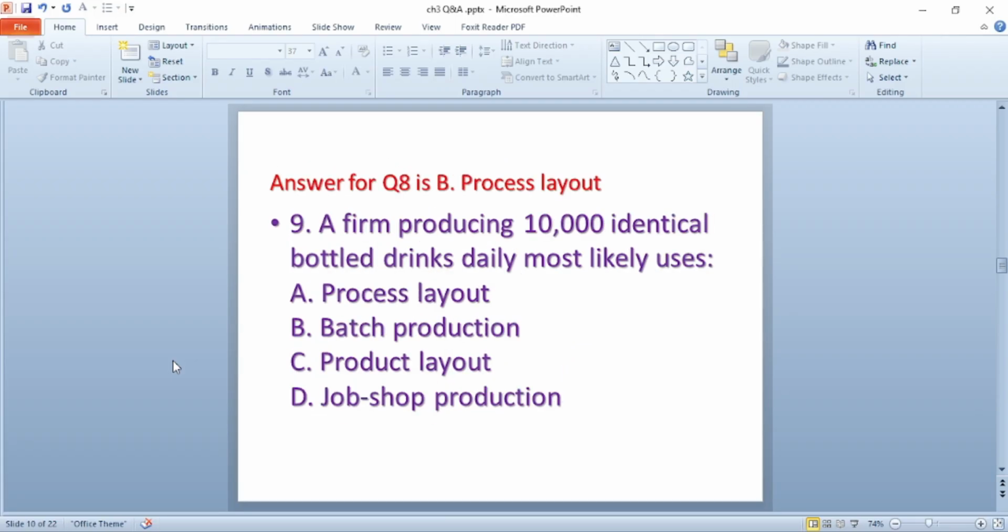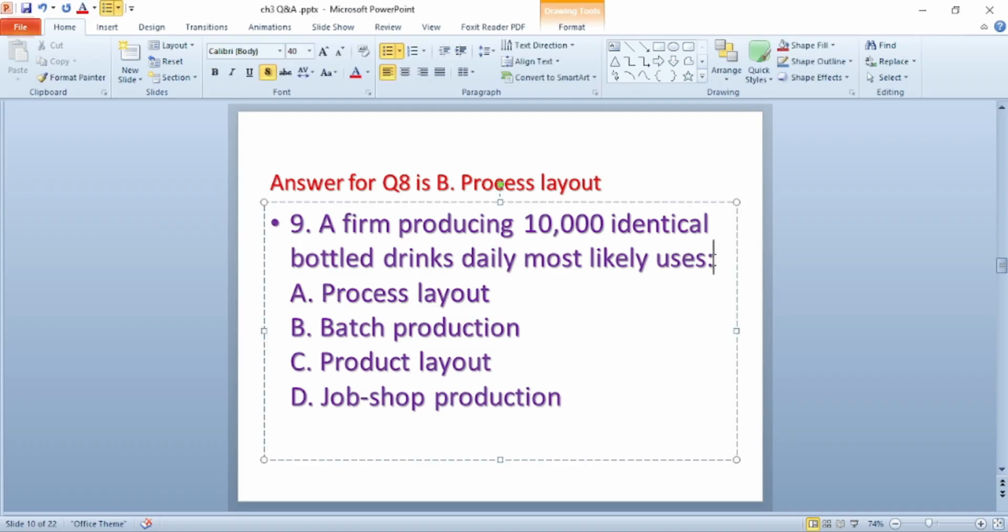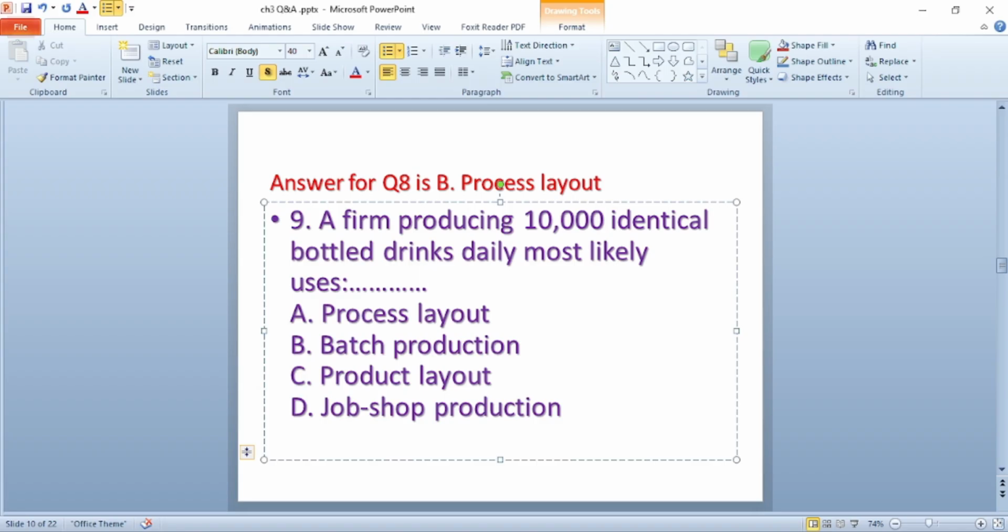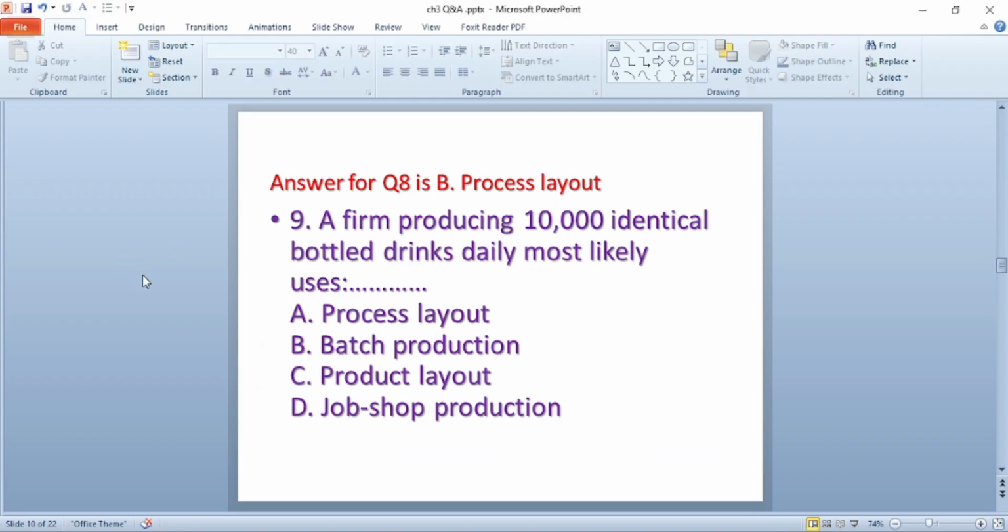Question number 9. A firm producing 10,000 identical bottled drinks daily most likely uses dash. A. Process layout. B. Batch production. C. Product layout. D. Job shop production. The answer for this question is C. Product layout.